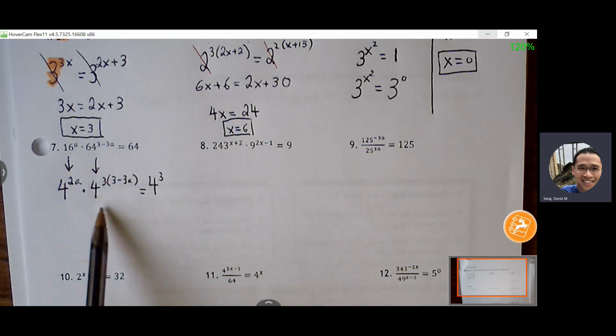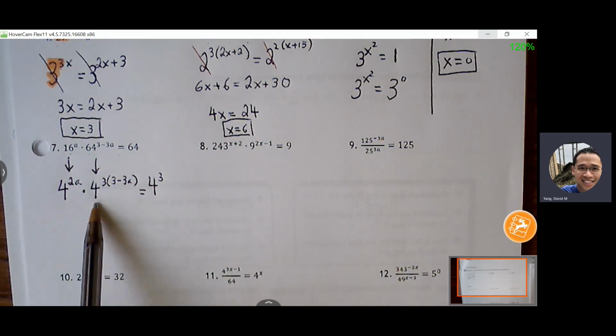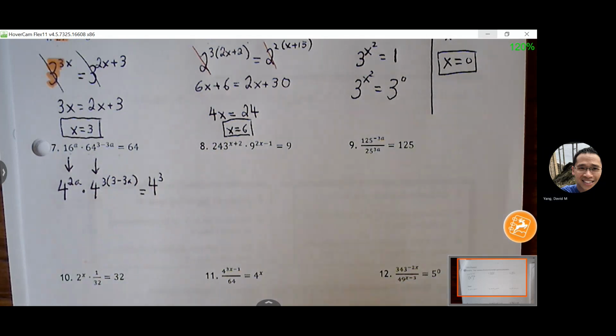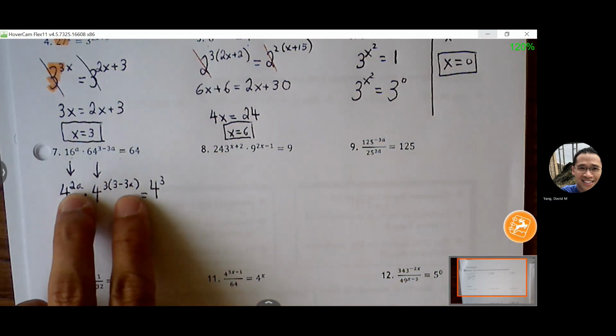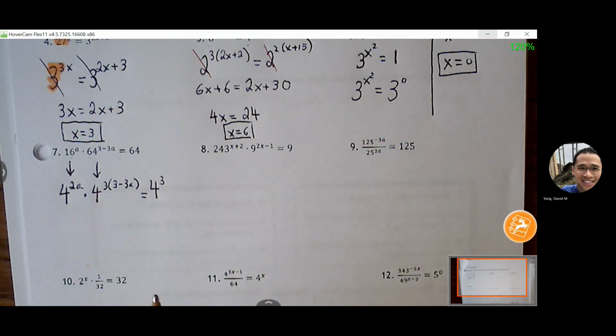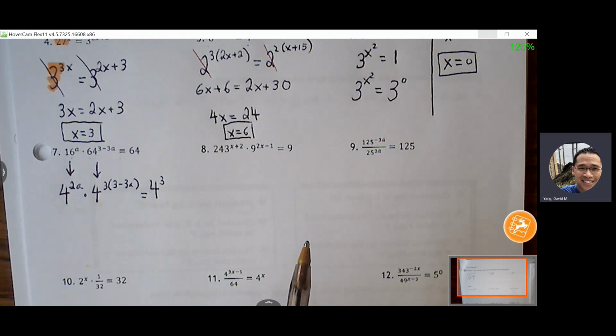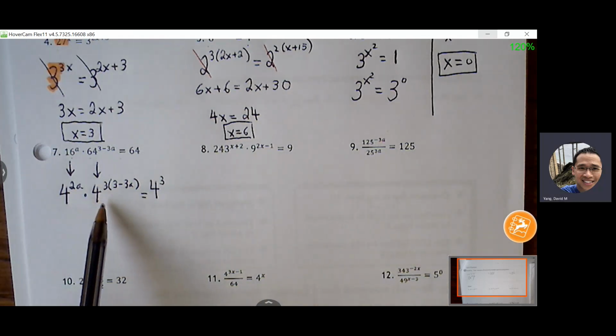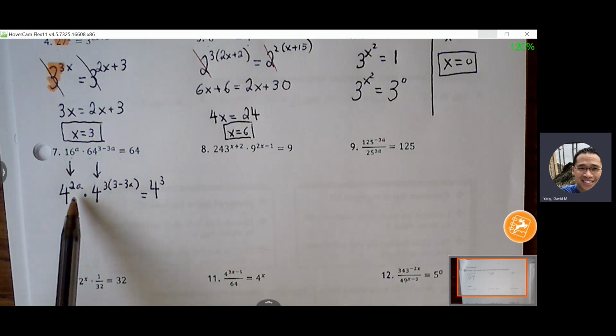We have to find a way to merge this down to just one base. So how can I merge these together? What can I do with the exponents? All right, this is basically a to the m times a to the n is equal to a to the m plus n. I'm going to be able to merge these two bases together by adding exponents.